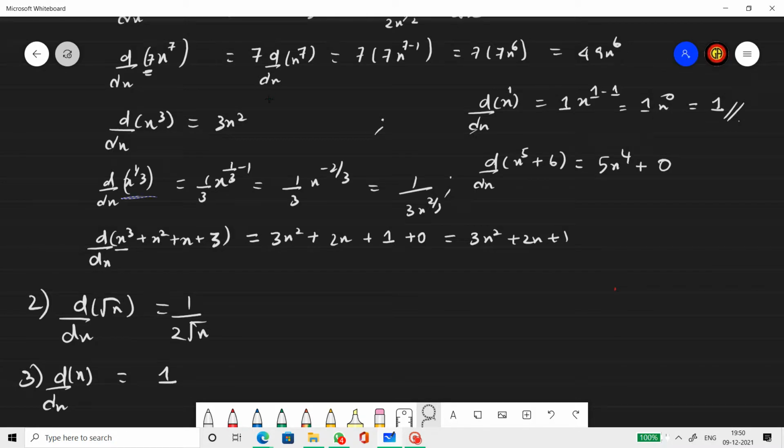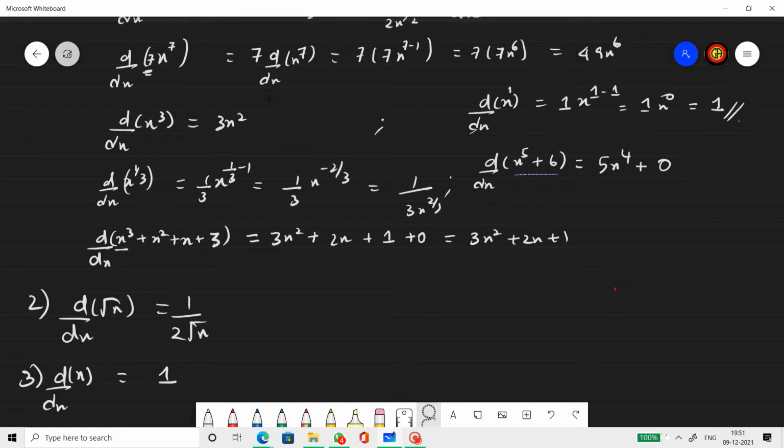Next one, differentiation of x to the power of 1 by 3. 1 by 3 x to the power of 1 by 3 minus 1. And 1 by 3 minus 1 simplifies to minus 2 by 3. Again the power is negative, you bring it down.